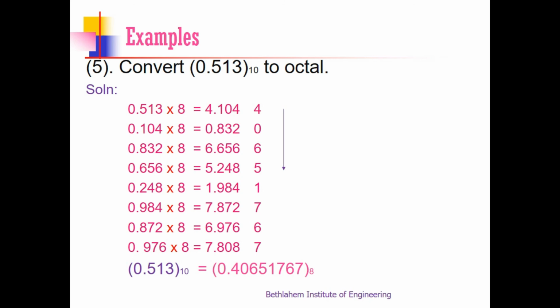Then again you will get a product. This integer part you have to write here. This fractional part you have to copy down to the next step. Again you have to multiply by 8. You will get a product. So I have to write this integer part here, this fractional part to the next step. Have to continue till you get 0 in the fractional part. But in this problem, we won't get 0 till this 8th iteration. So we have stopped with this. So the general procedure is to proceed till we get 0 in the fractional part. But if you won't get 0 till the 8th or 9th steps, you can stop with this.